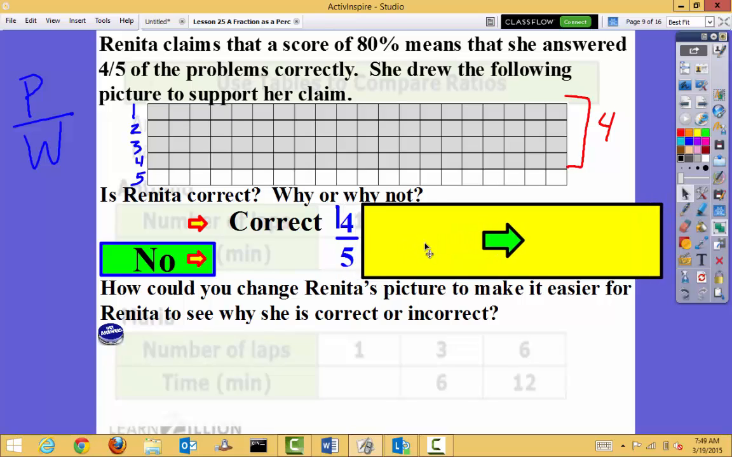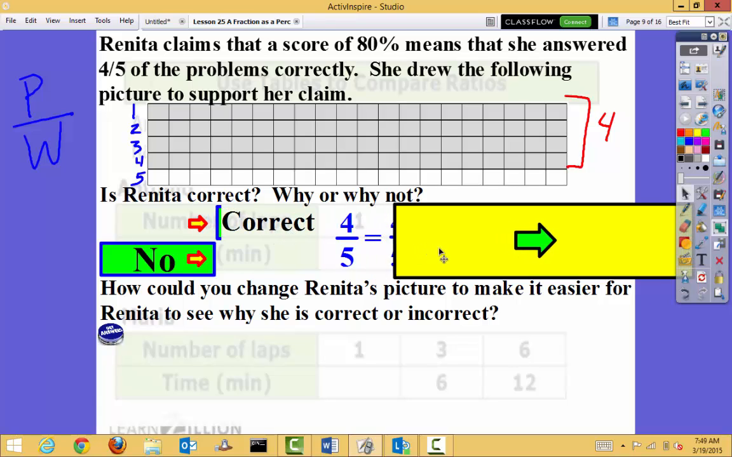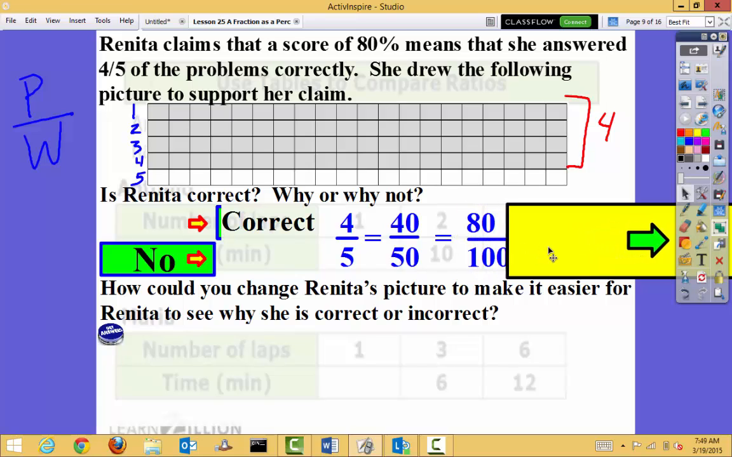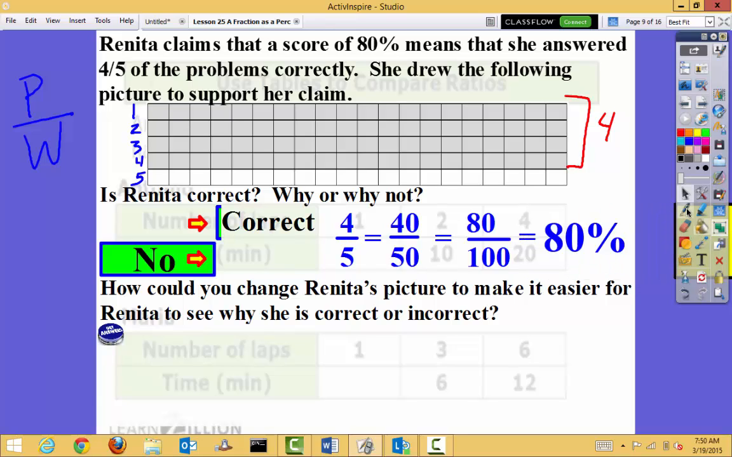Well, I know that because 4/5 equals 40 over 50. All I did was multiply by 10. What did I do next? Well, remember, in percents, I always want that bottom number to be a 100. So it's 80 over 100. I multiply it by 2. And then what do I get? All I need to do is add that percent sign. So here, I multiplied by 10. Then I multiplied by 2. And all I did here was add that percent sign.